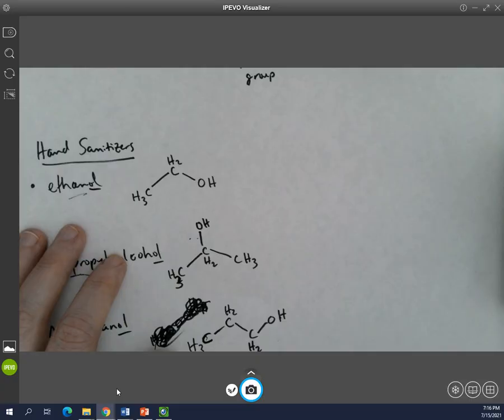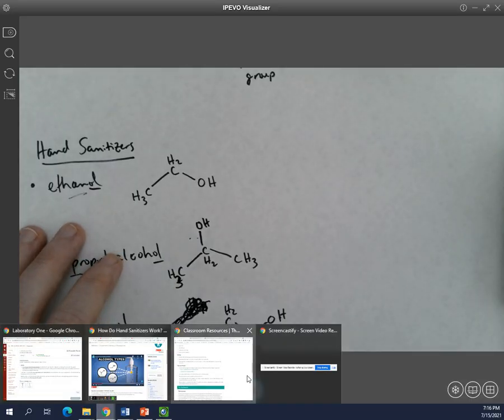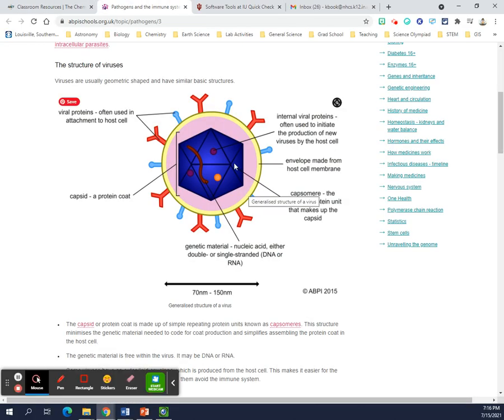Let me pull it up. Nope, wrong one. Too many tabs. Okay. Again, it would really disrupt this capsid and then this protein coat. So soap would be effective, but again, we're focusing on the alcohol portion since we're looking at that from the organic side. It would help disrupt this coating, this outside portion, which would make the virus essentially ineffective to distribute its genetic material.